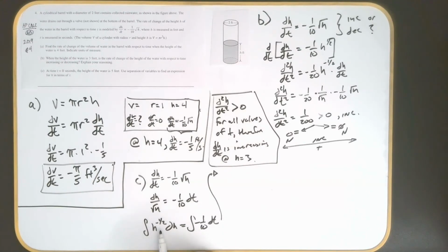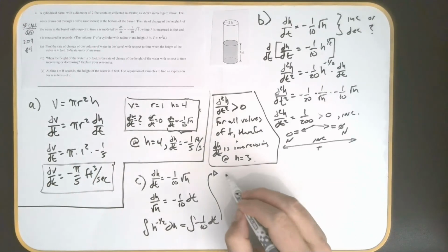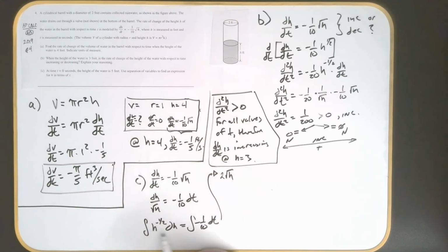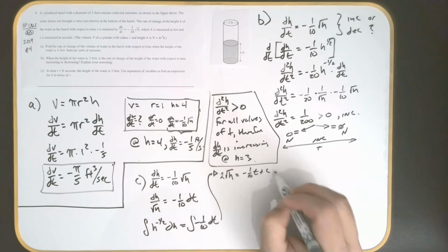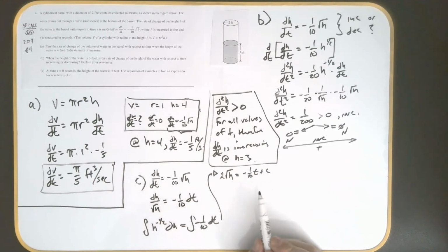Add 1 to your exponent, divide by your new exponent. So this becomes h to the 1/2 divided by 1/2. So it's going to be 2 rad h, and that is going to equal negative 1/10 t plus c. Those are the results of the two integrals. No natural logarithms, no exponentials. This is a fairly friendly differential equation.